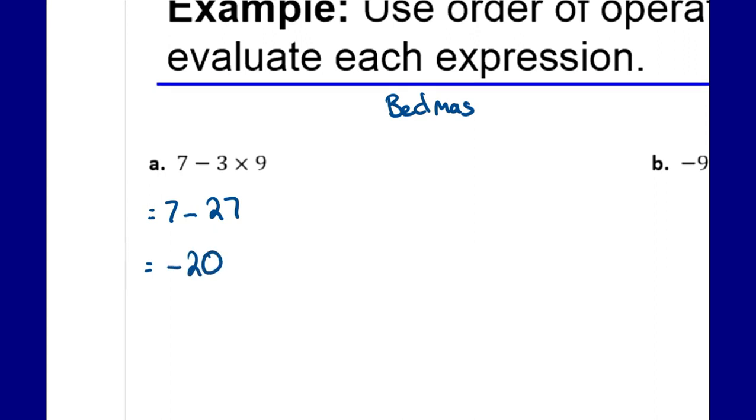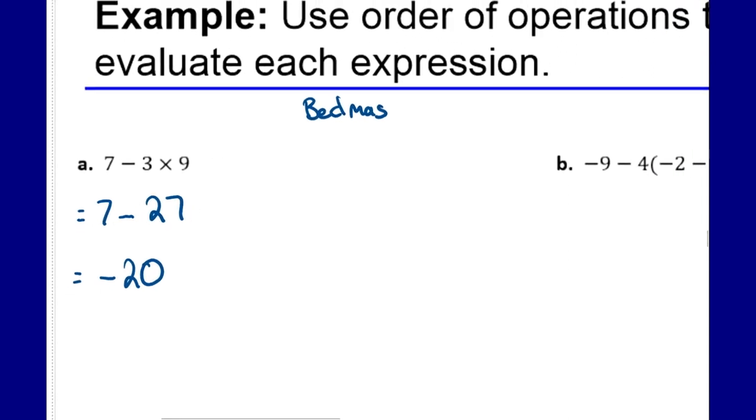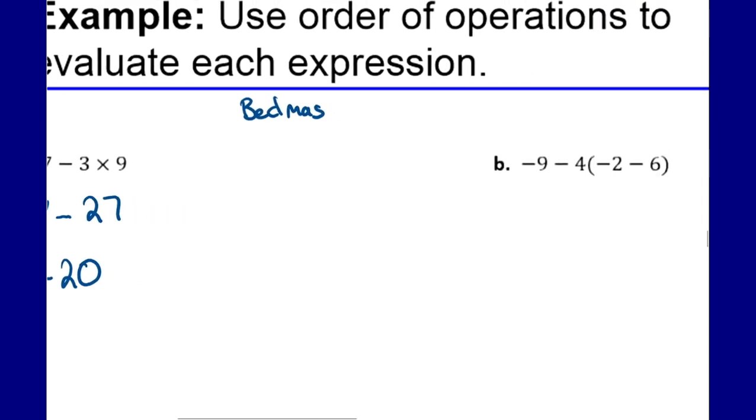We're at positive 7. We subtract 27. We go into our negatives. This is, again, important to know, adding and subtracting integers, which we looked at in a previous lesson.